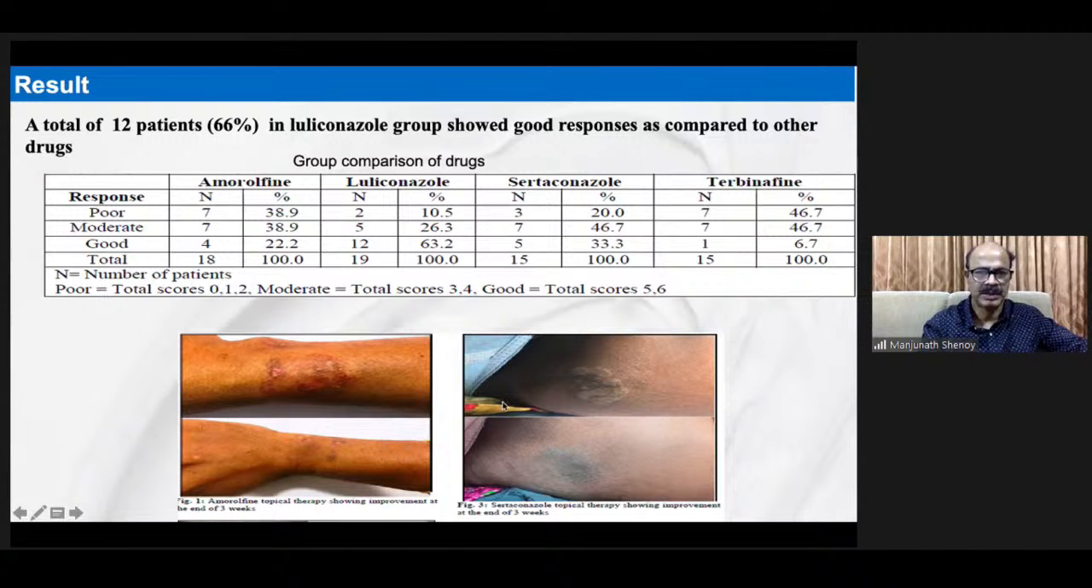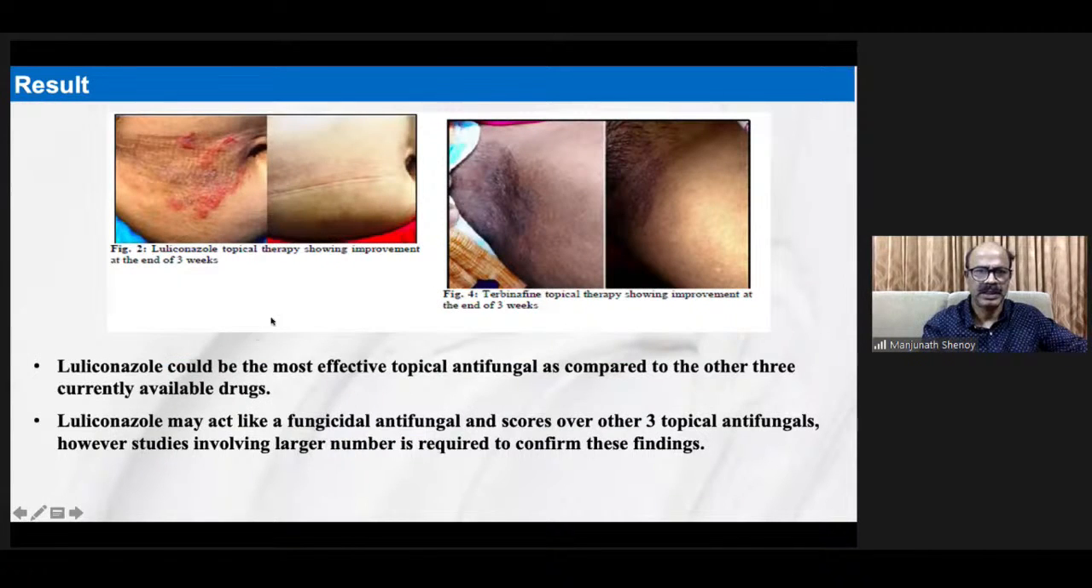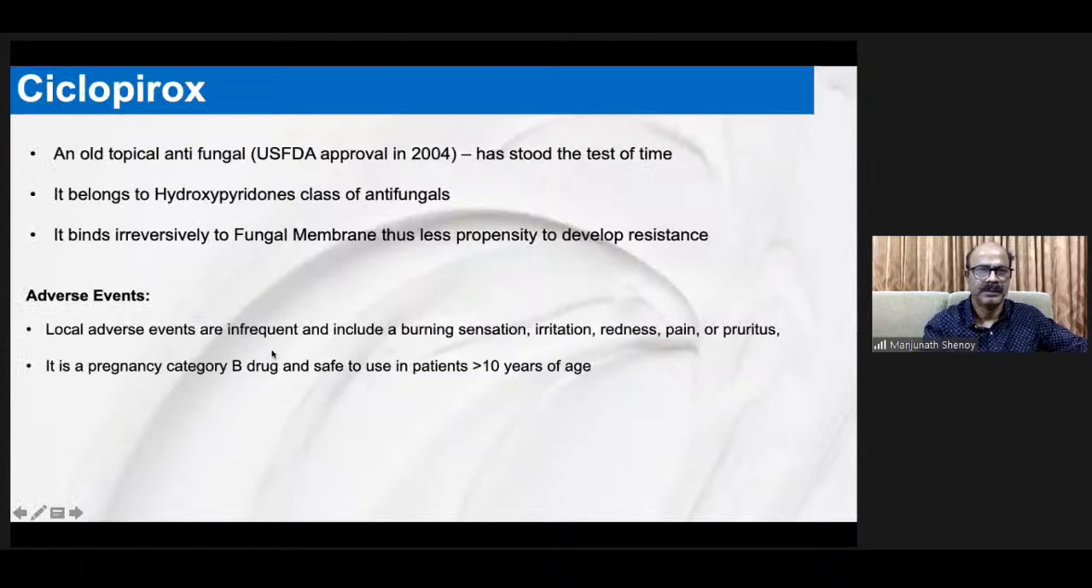These are some of the pictures wherein you see a good amount of reduction with all molecules for that matter, but with terbinafine we were not happy. Percentage reduction was much lower. So again, luliconazole showed much better. You can see only topical therapy was used in this patient and several other patients too. There's only post-inflammatory hyperpigmentation remaining in this patient, indicating luliconazole definitely has got better symptom control as well as clinical cure rates.